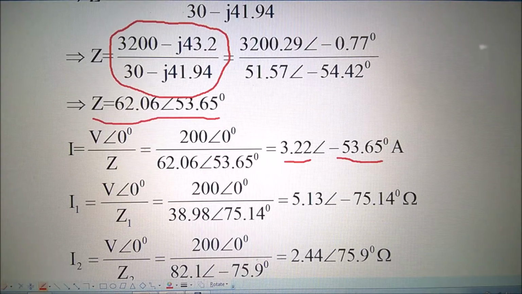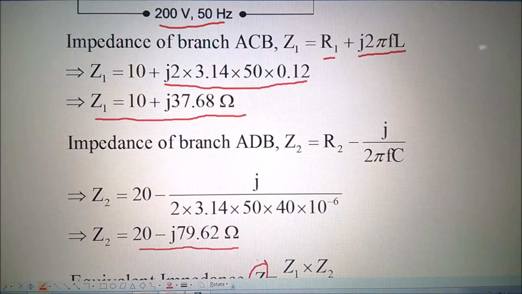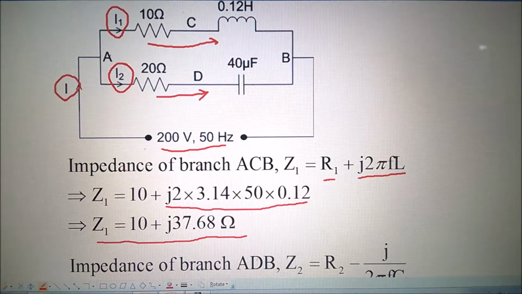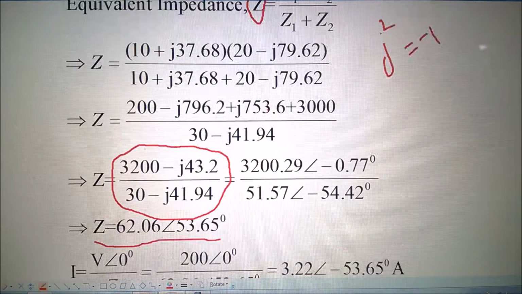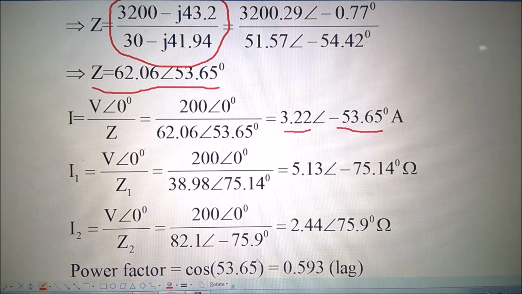And then I1 you can find because, just like a DC circuit, the potential difference between A and B is the same 200, and this potential difference divided by Z1 will give you I1. Therefore I1 is V divided by Z1, and we found that in polar form. And I2 also in exactly a similar way, we divided by Z2, we found that.